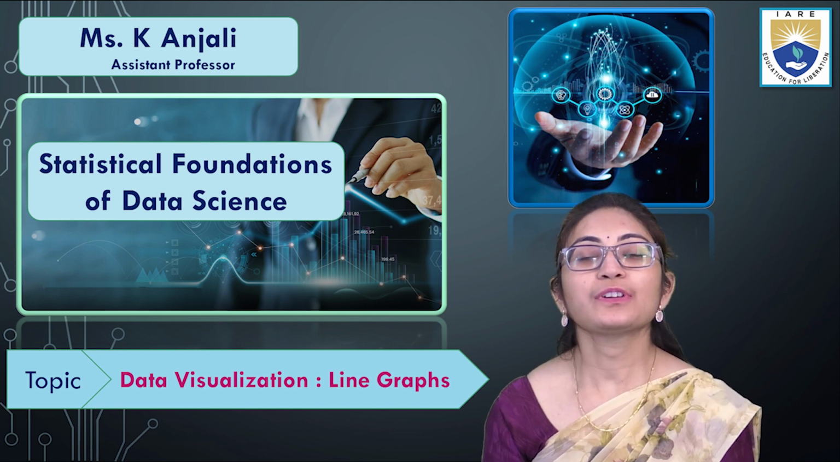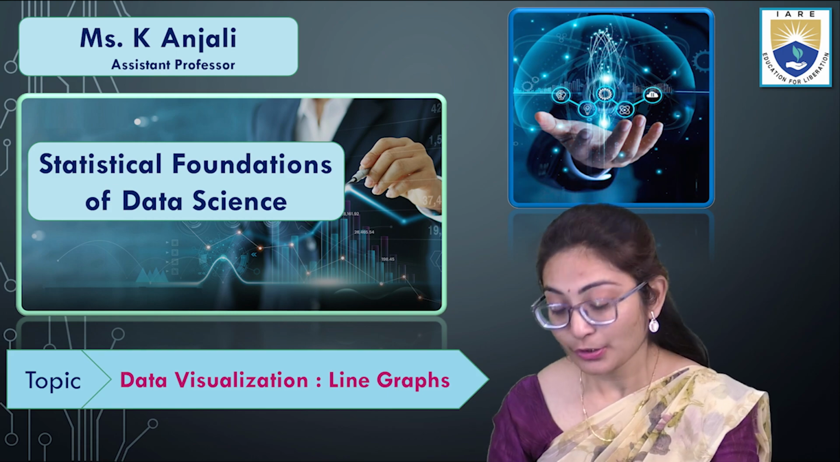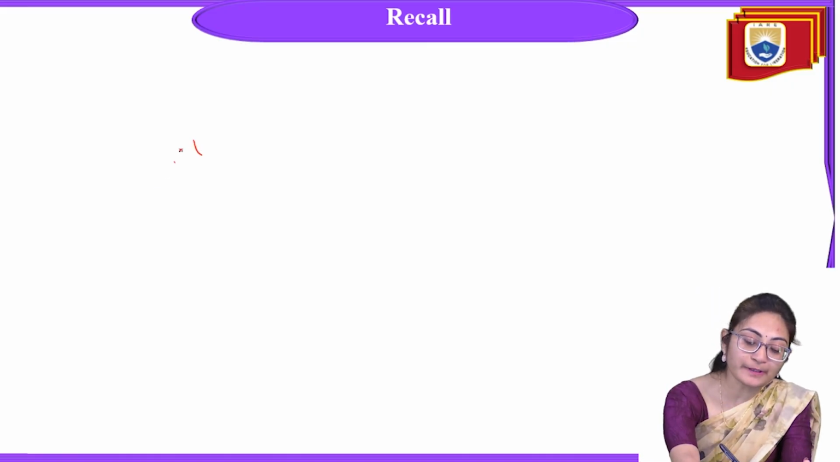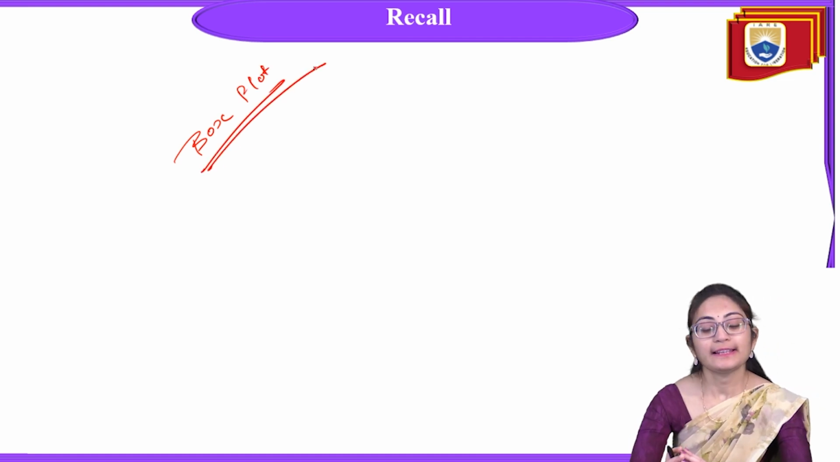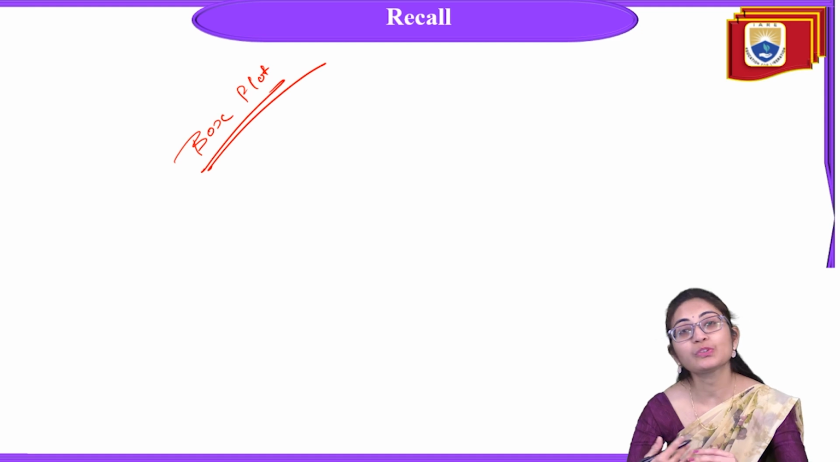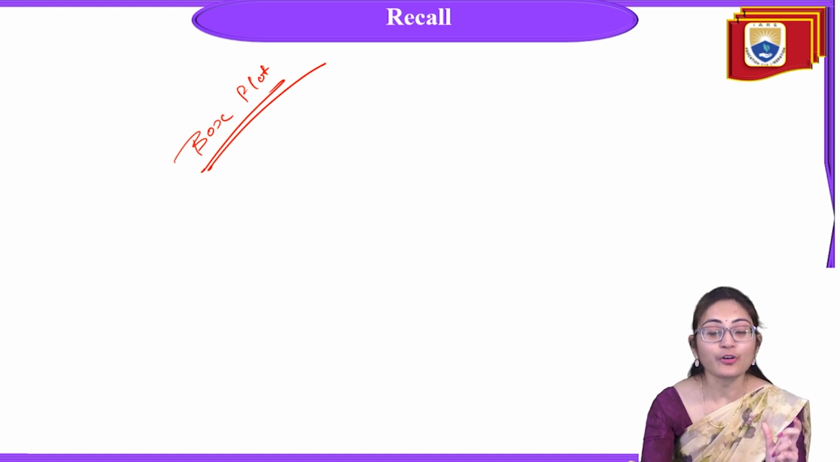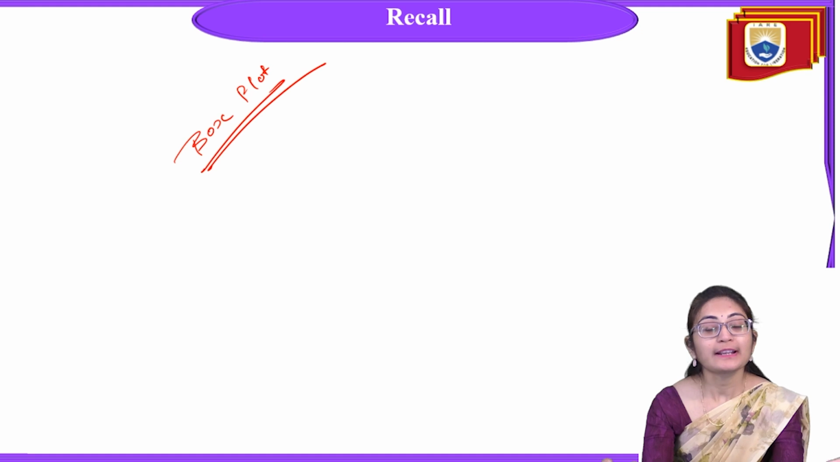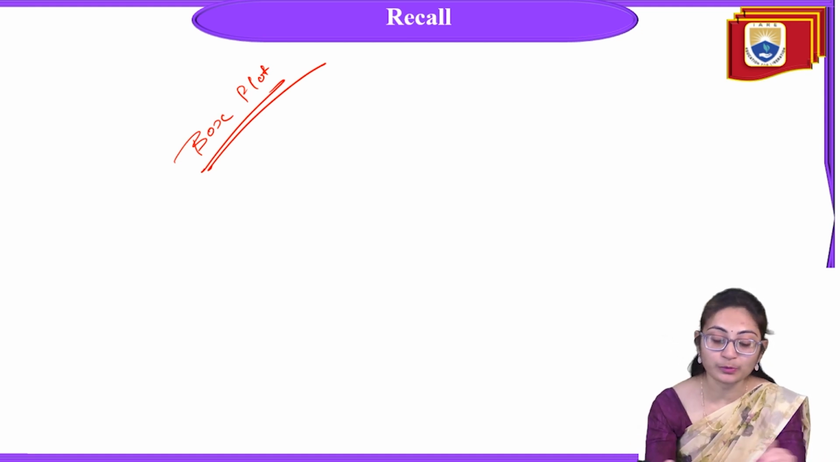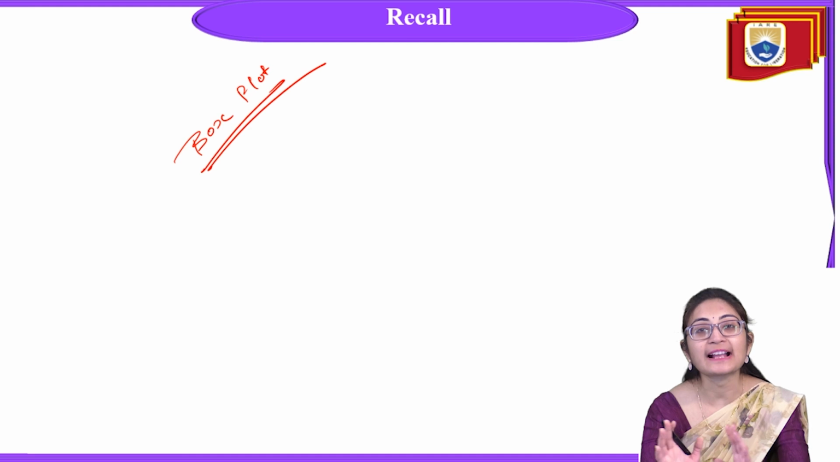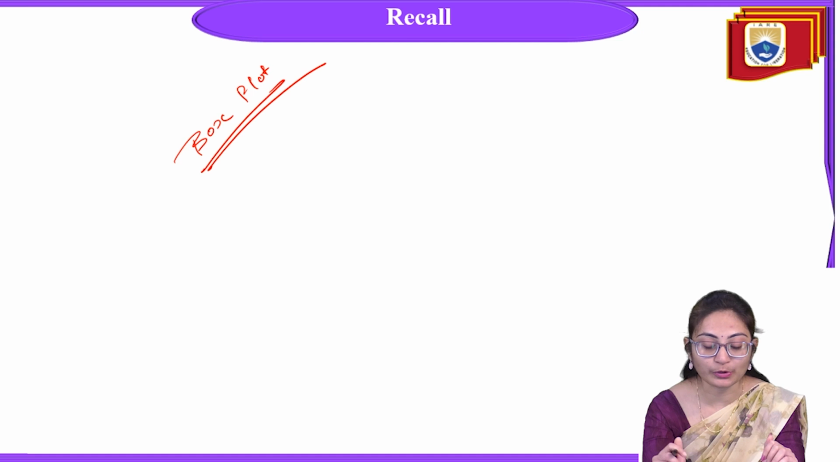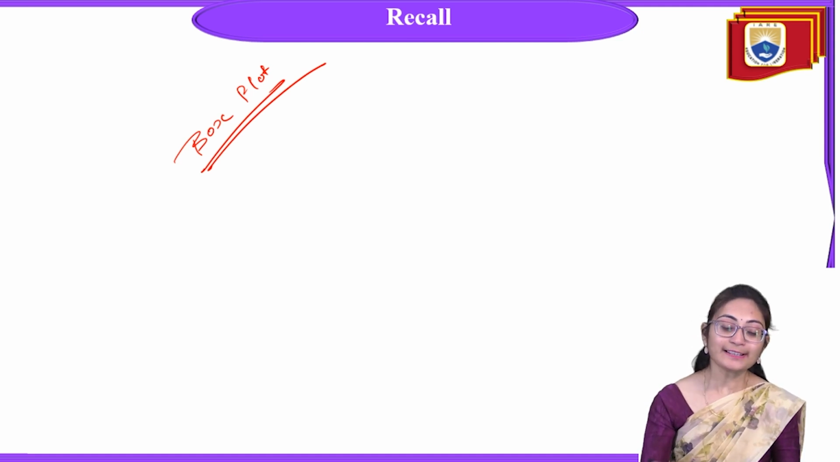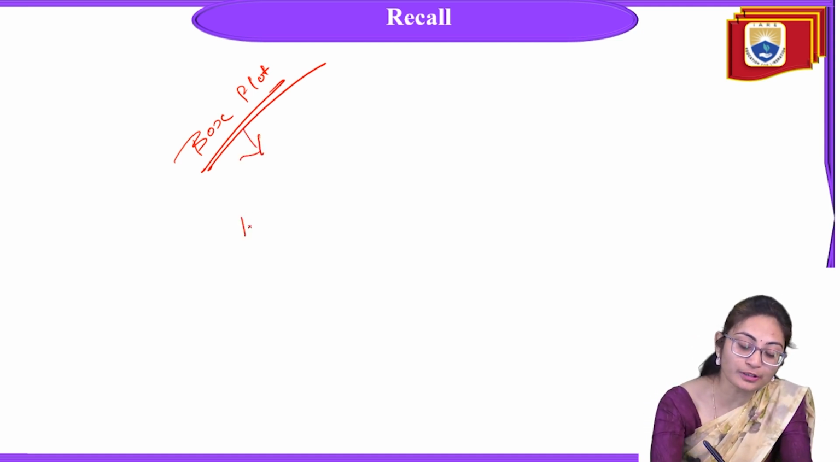In the last class, we saw data visualization using the box plot. So we will recall our box plot. We saw how to create the box plot and on what basis to draw it. Definitely, you know how to create the box plot. You just have to take some axis and, using some data, plot the box plot. In the box plot, there are generally four quartiles.